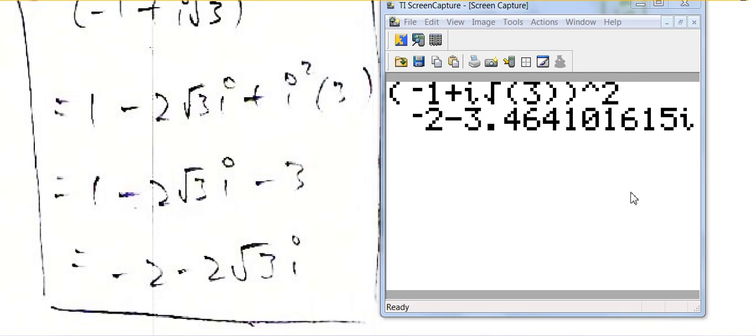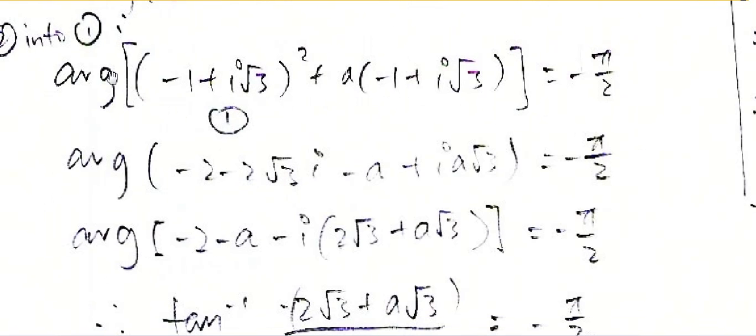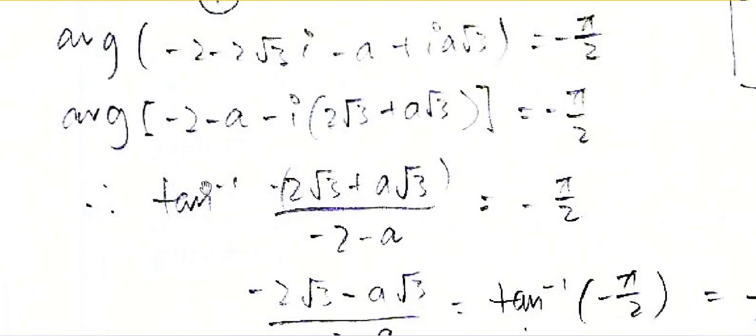I did it manually. Actually, I would have used the graphical calculator if I could help it, but as you can see, the calculator gave me an ugly number, minus 2 minus 3 point decimals i. This is not good because it's an approximation. That's the reason why I did it manually. So you simplify all the way until you get tangent inverse of numerator 2 root 3 plus a root 3 over denominator minus 2 minus a equals minus pi over 2.